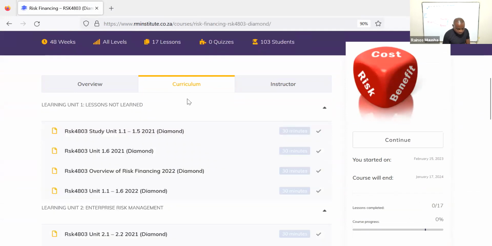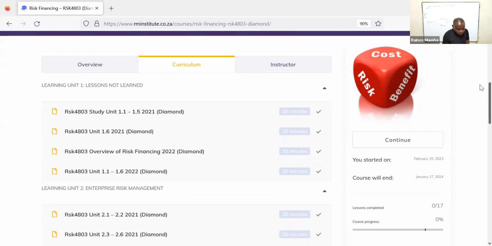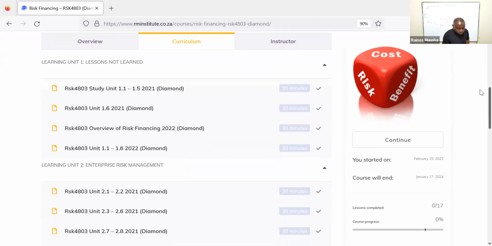Then on the next page, it will give you the overview, the curriculum, and information on the instructor. But you need to click on curriculum, because this is basically where it shows you the videos and the links to all other materials that you need, whether you want to download the textbook or the articles, or any revision material. You're able to find it under this curriculum.